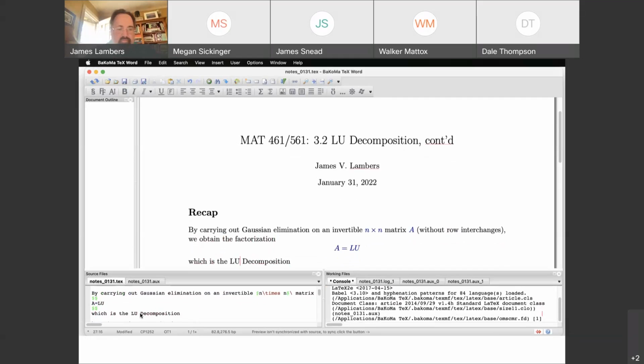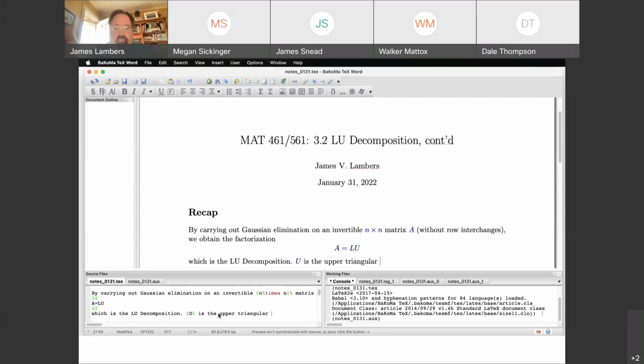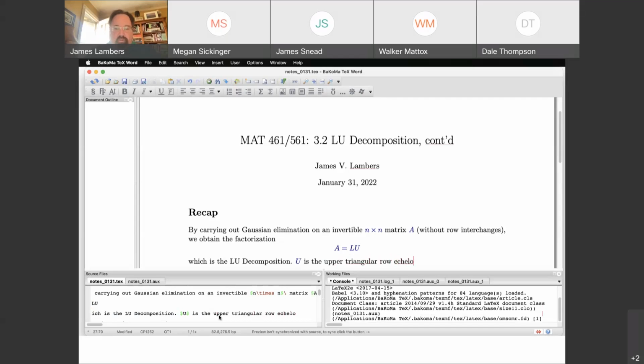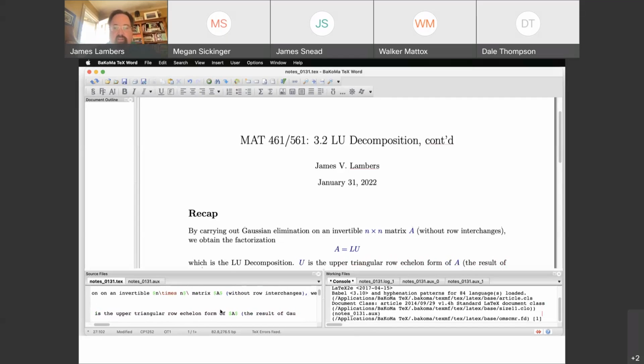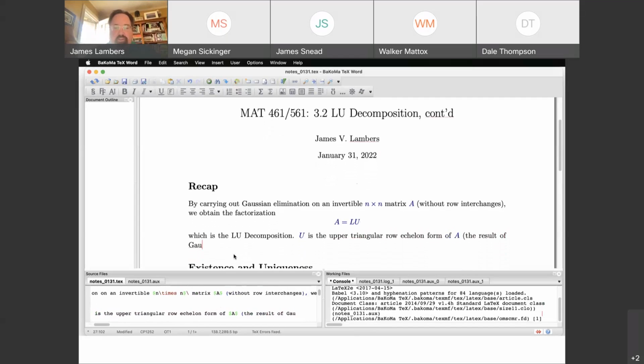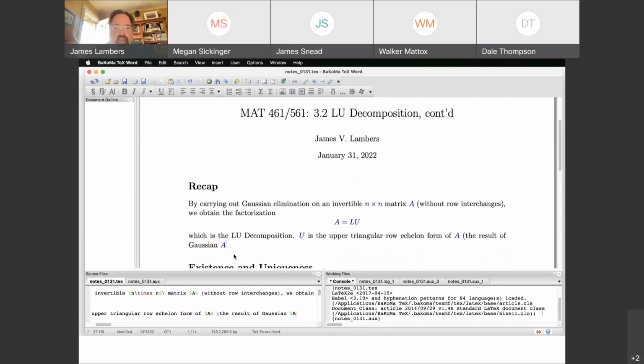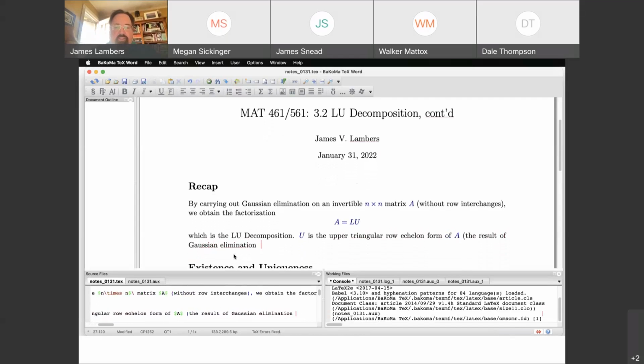All right. So U is the upper triangular row echelon form of A. So just from the process that Gauss elimination carries out to reduce A to upper triangular form, that's your matrix U.